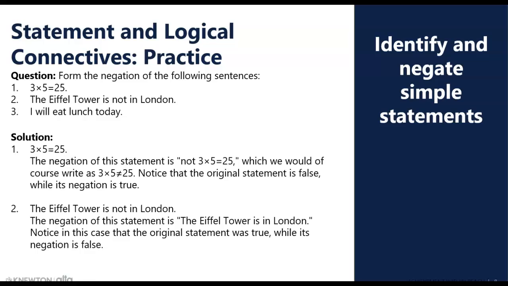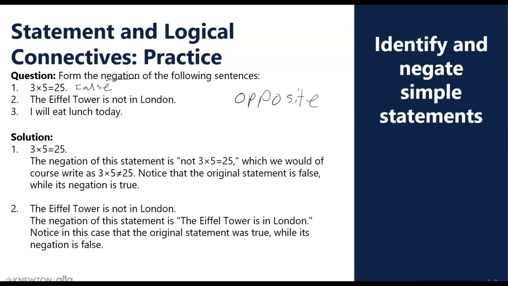Now, statement or not a statement we just talked about. How about negation? Negation means opposite. So you want to write a statement that has exactly the opposite meaning of the statement you see. So you see 3 times 5 equals 25. That is a statement. The statement presently is false because 3 times 5 is 15. So the negation of that would have to be true.